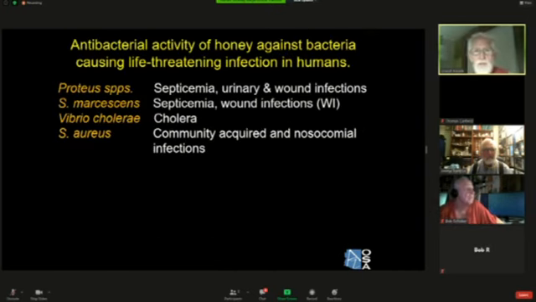Well, here's just an example of some of the types of infections that are bad news that do respond to these antibacterial properties in honey. And these are serious and even life-threatening infections.